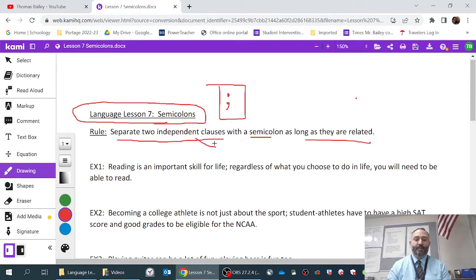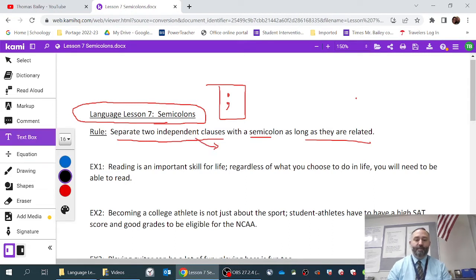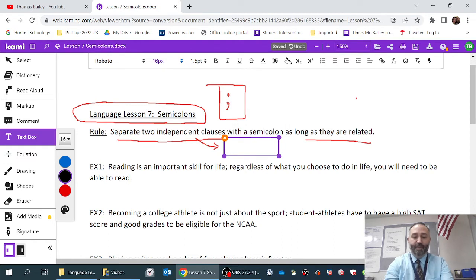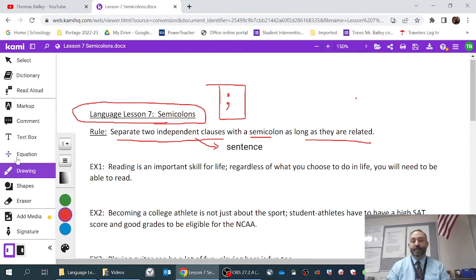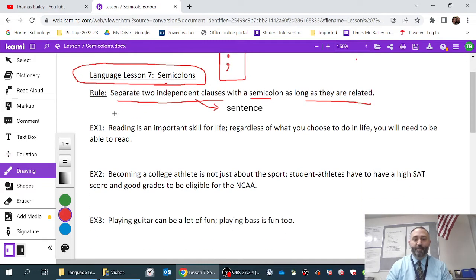And you're like, well, what is an independent clause? Well, we've already been going over this. An independent clause is a sentence. Basically, anything that can stand on its own as a sentence is an independent clause. So you can have two sentences next to each other, and instead of having a period separating them, you can separate them with a semicolon as long as the two are related. I think a couple of examples here would probably help us understand.